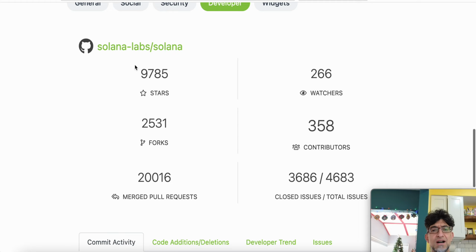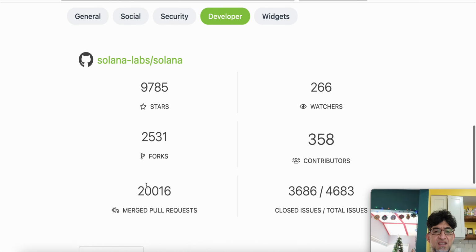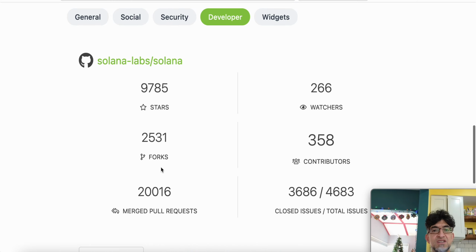And I've also, what's the word I want to use? I've confirmed the stars data. I went to Messari.com, and you could actually get the stars data there. So this is good. And we're also seeing the merged pull requests. So you want to see this. You want to see large numbers here, and you want to see the trend going up. So this is good.